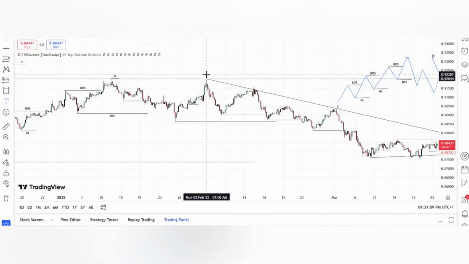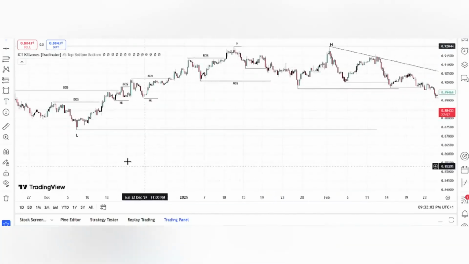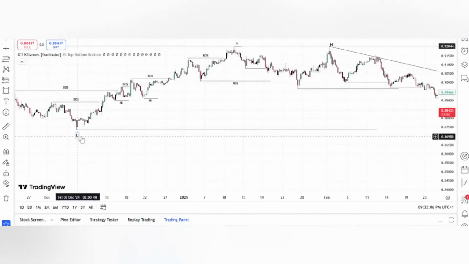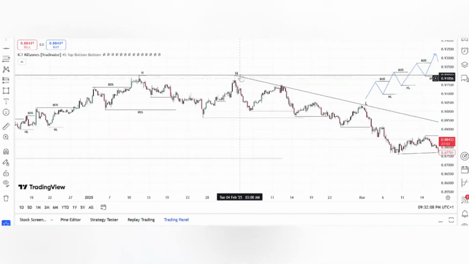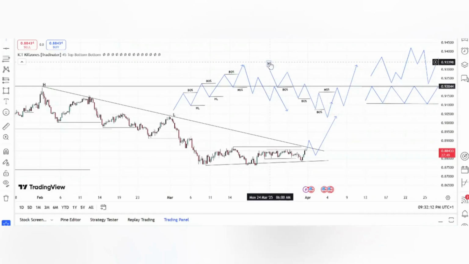So remember, for a bullish market, first we need to see our low. For a bearish market, we need to see our high. So we have seen our high. So what are we looking for again? The next thing is a low. This is a lower high, lower low, lower high. So the next thing we're looking for is a low, then a lower high.